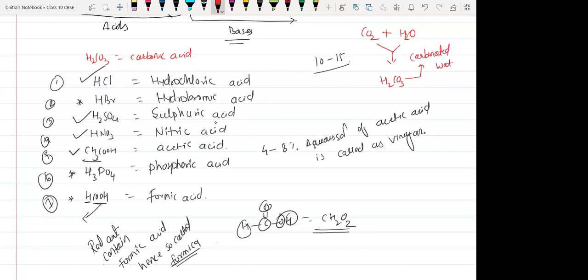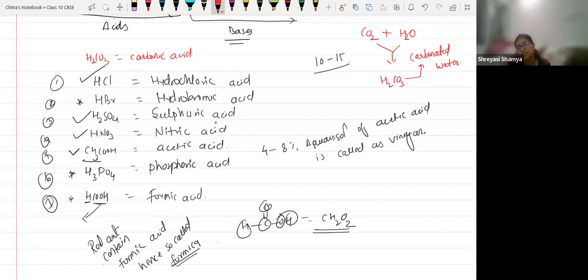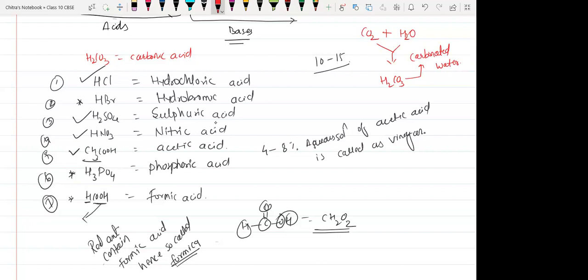Carbonated water. You know Sprite, Coca-Cola, Pepsi, soda. They all are nothing but carbonated water, beta. This is H2CO3 only. That's why when you open the cork of the bottle, the gas which is released is nothing but carbon dioxide. So soda is formed by dissolving carbon dioxide at a very high pressure and low temperature with water.